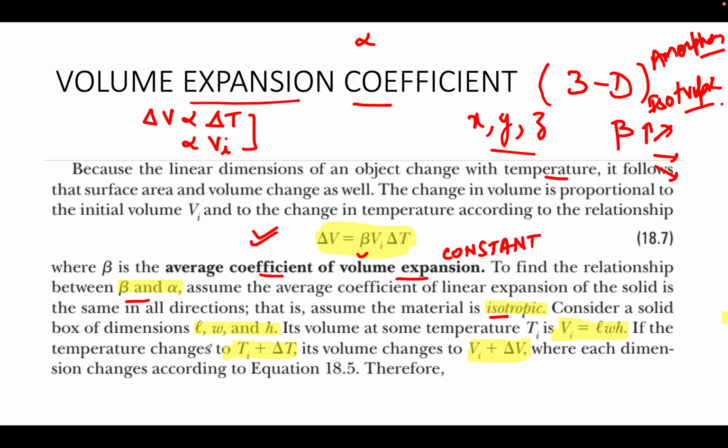So let's consider a box of dimension length L, width W and height H. Its initial volume will be length multiplied by width multiplied by height, Vi, at the temperature Ti. If temperature is increased by delta T, the final temperature will be Ti plus delta T, and its volume expansion, for example, occurred as delta V. So the final volume will be Vi plus delta V. Each dimension is changing along x, y and z, so we can say delta x, delta y and delta z increments occurred along the x, y and z axes.